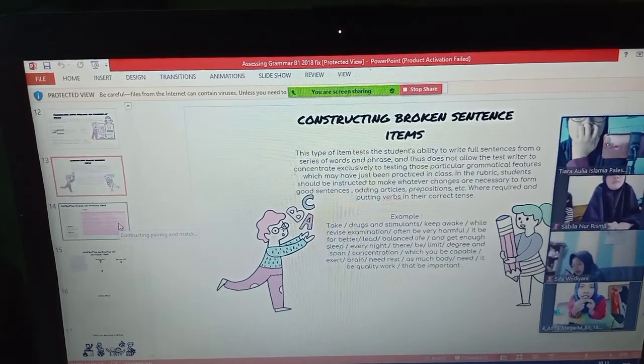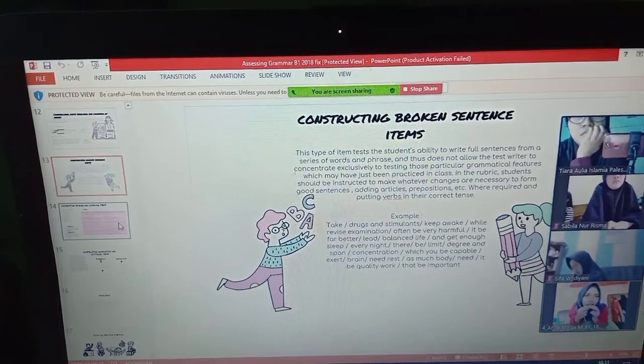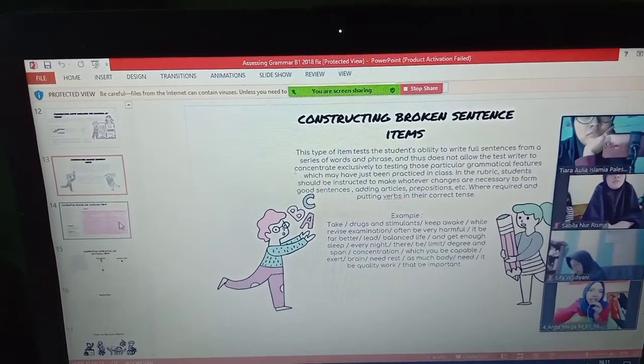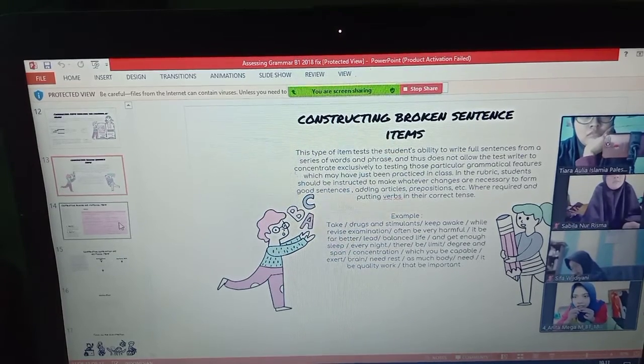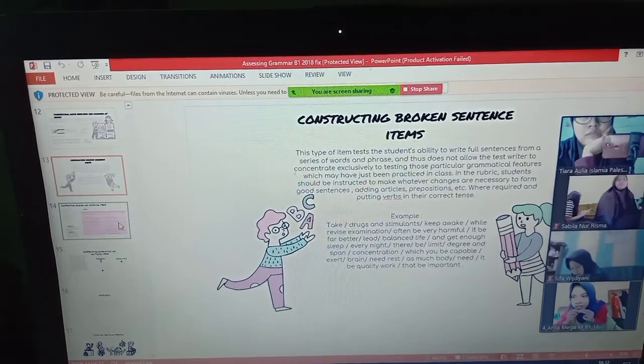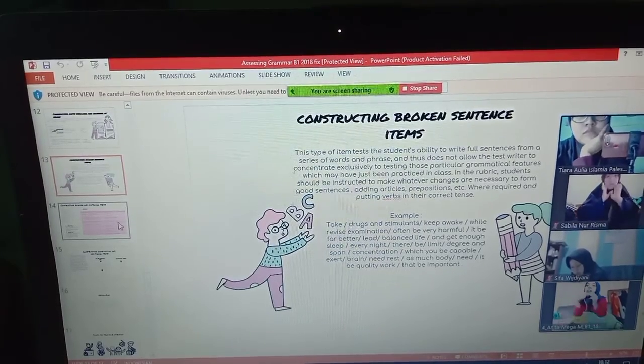For example, taking drugs and stimulants to keep awake while revising for an examination is often very harmful. It is far better to lead a balanced life and get enough sleep every night. There is a limit to the degree and length of concentration at which you are comfortable. Exert the brain, but it needs rest as much as the body; it is quality work that is important.